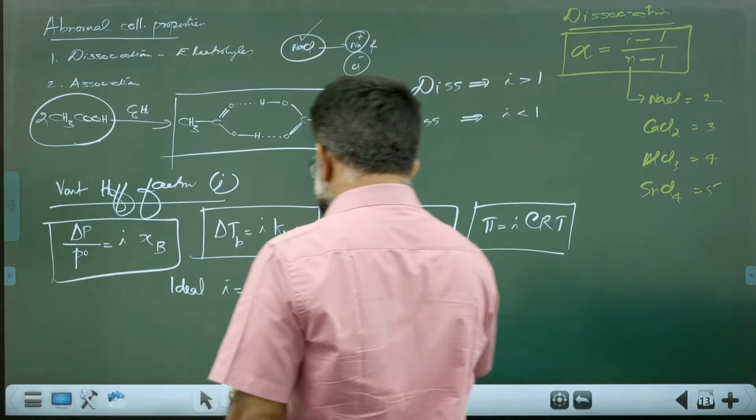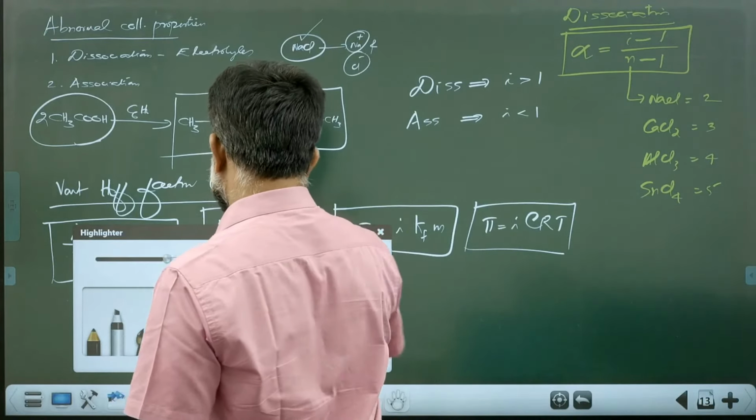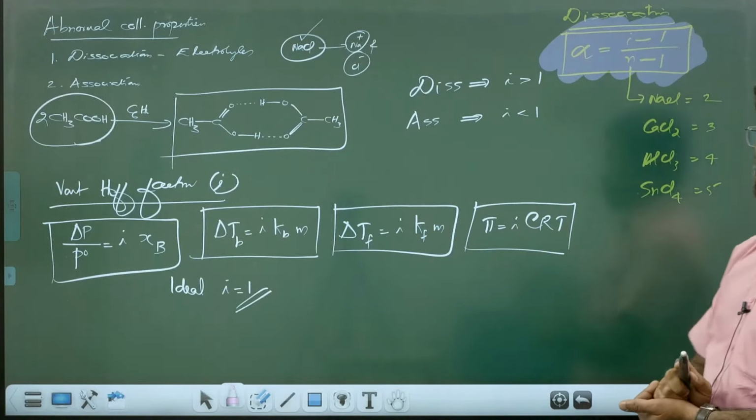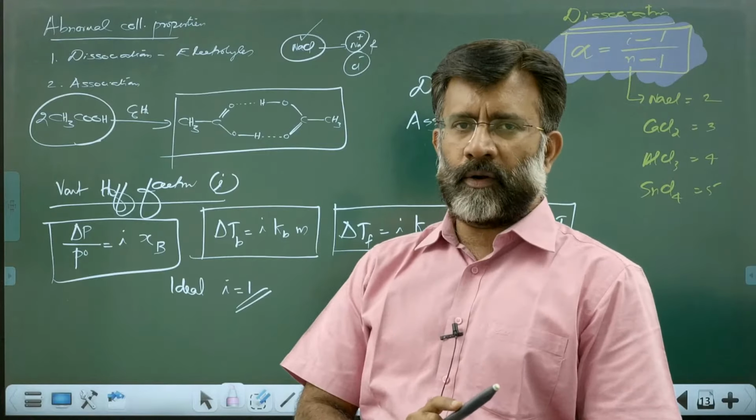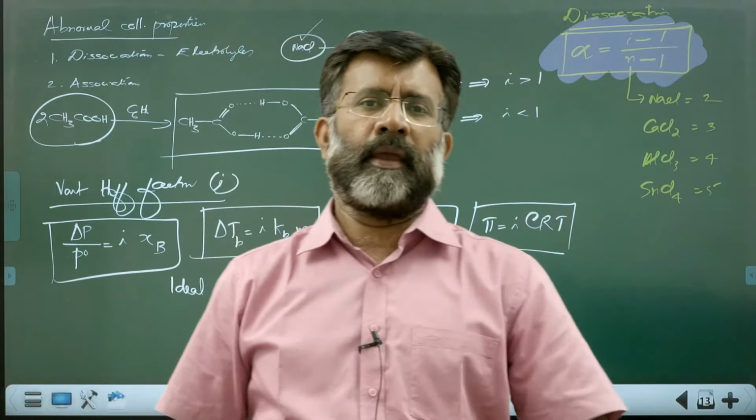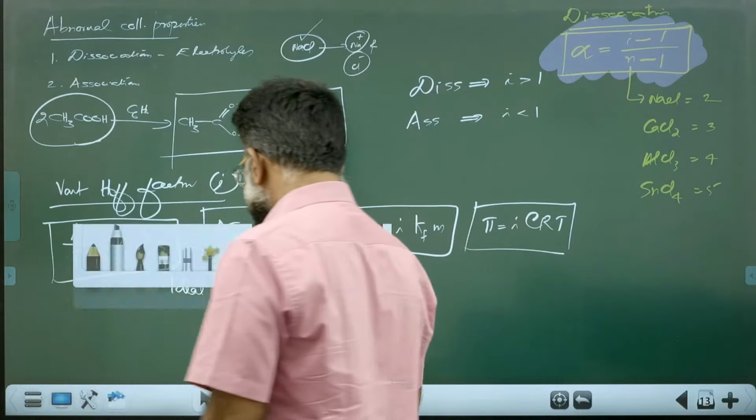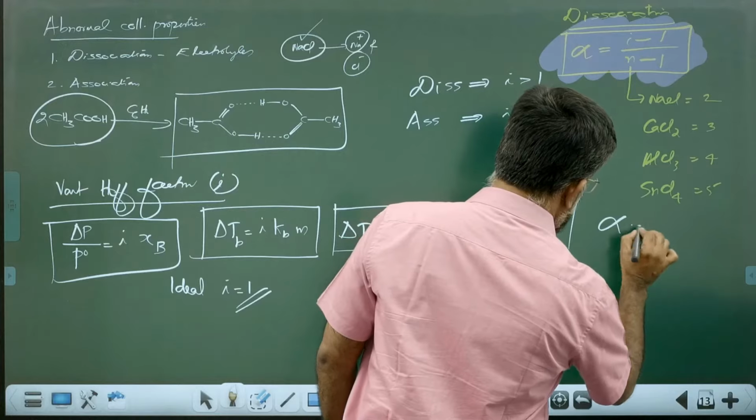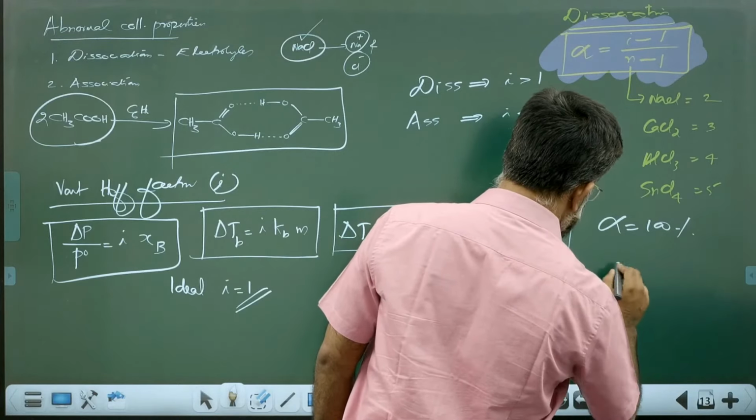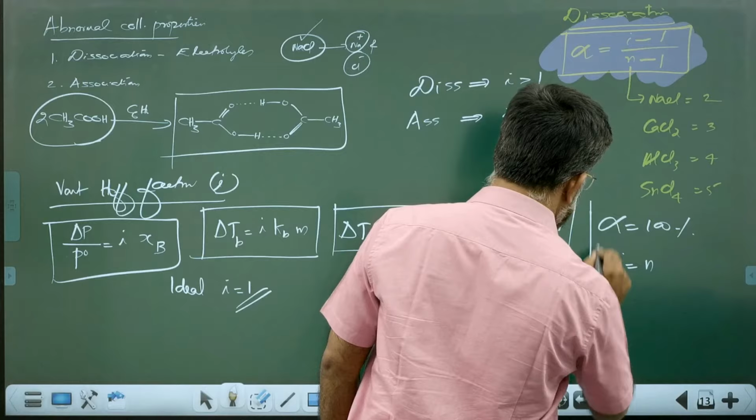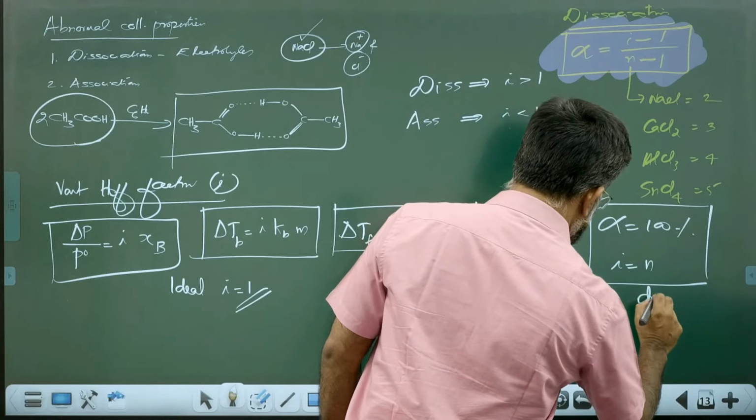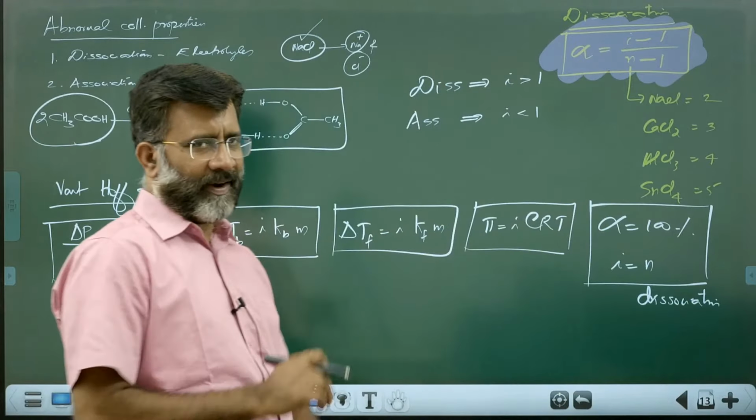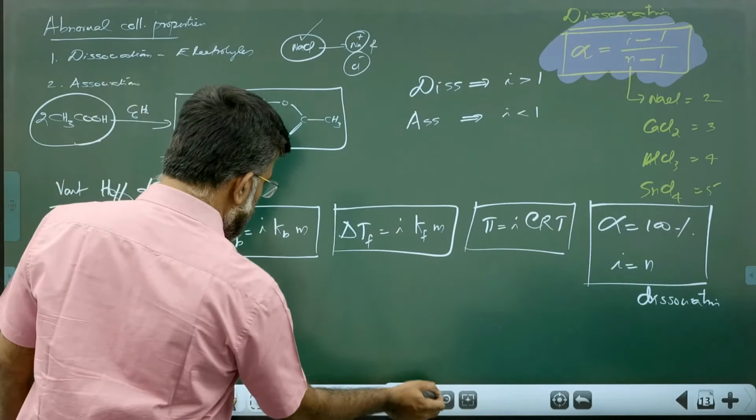So that's an important formula, don't forget, applied for various numericals. Alpha, the degree of dissociation, is equal to the van 't Hoff factor i minus 1 by n minus 1. Also keep in mind, when alpha is 100%, i is equal to n. I am talking about dissociation. For association it will be slightly different.